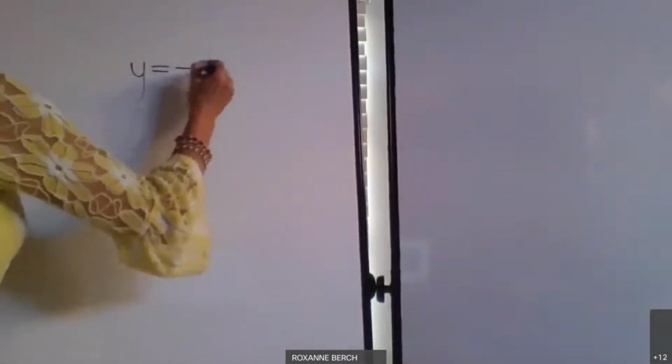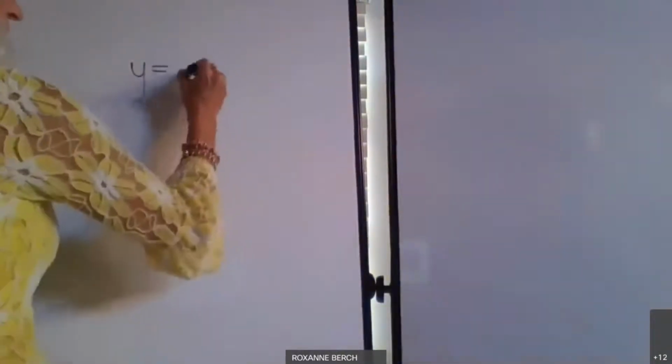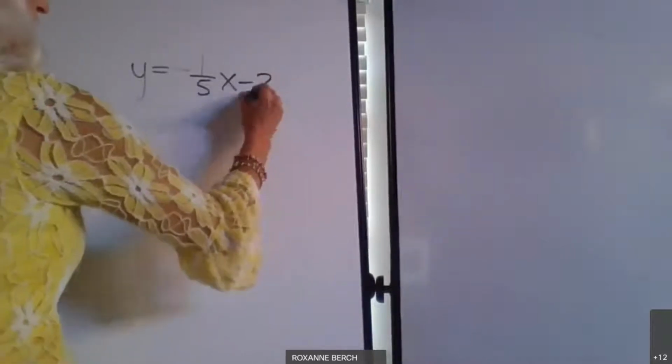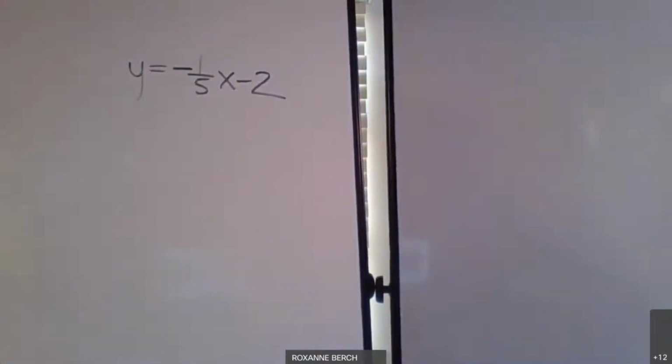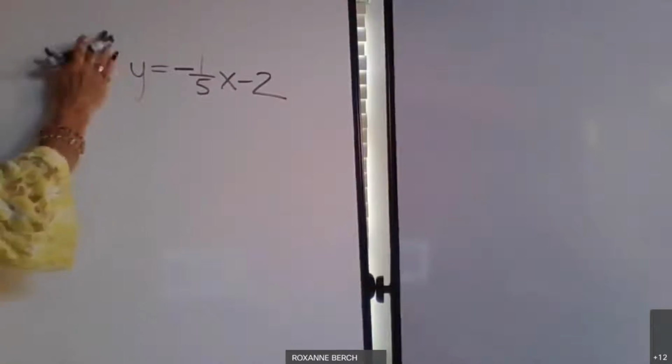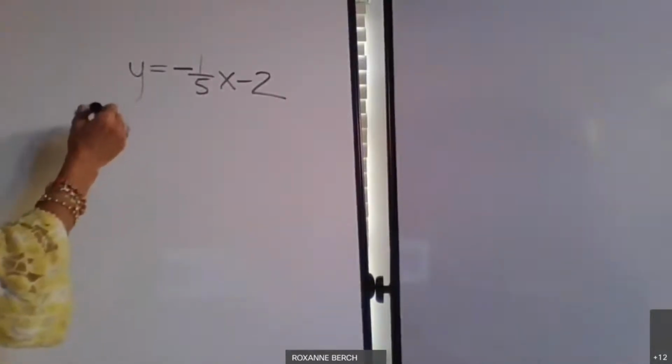Okay, so you have this one: y equals negative 1/5 x minus 2. If you were dealing with parallel lines, what would the slope of your new equation be? Negative 1/5. Right, it would be the same.